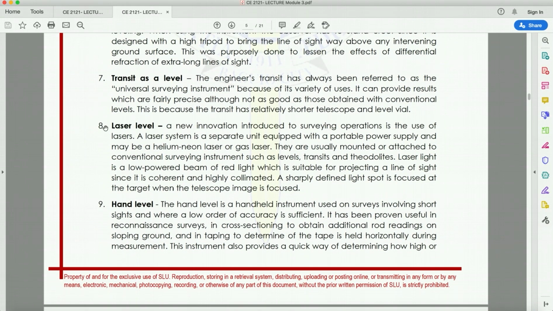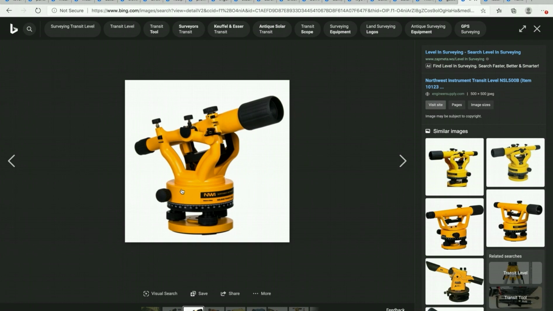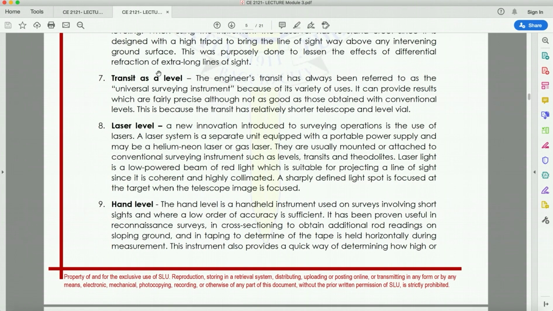Next, we have the laser level. By the way, the advantage of this is the range of its use is very wide compared to other transits. But of course, the precision is less compared to the other old transits stated. So, laser level, a new innovation introduced to surveying operations, is the use of lasers. A laser system is a separate unit equipped with a portable power supply and may be a helium neon laser or gas laser.